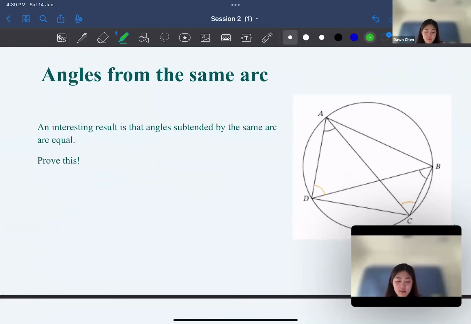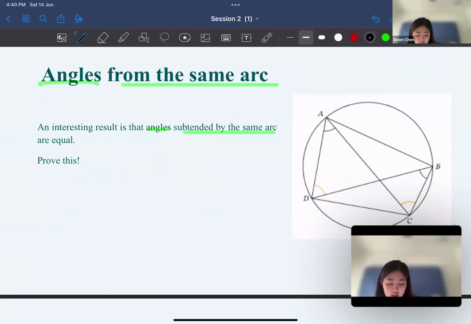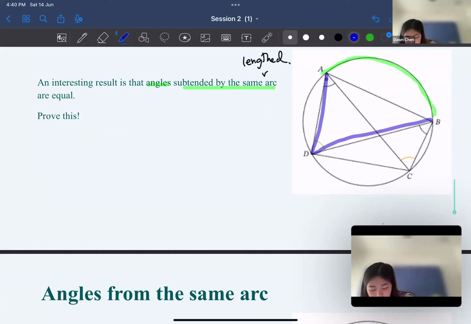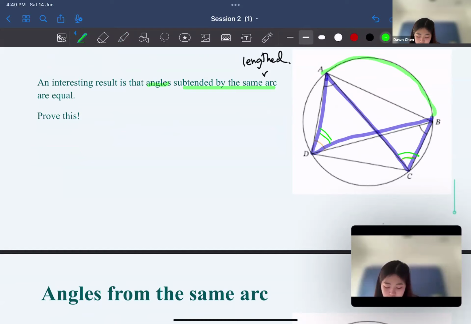And I think for this next problem, the theorems that we've already talked about are going to be very useful. This theorem states that angles from the same arc are equal. It means that the angle subtended by the same arc, or the same lengthed arc, are equal. If we're taking AB as our segment, this angle and this angle, both subtended by the arc AB, are going to be equal in size. So how do we think we can prove this?